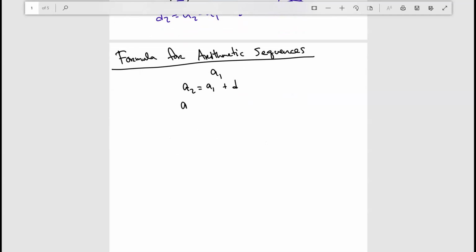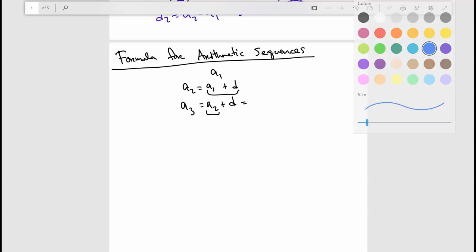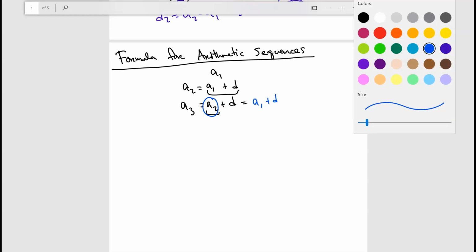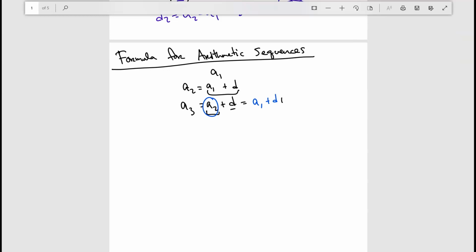How do I get the third term? Well, I'm going to take the second term and add D to it. But I already know what A2 is. A2 is just equal to A1 plus D. So I'm going to substitute that in there. So A2 is going to be A1 plus D, and then I just happen to have an extra D right here. So I'm going to have A1 plus 2D, because that's what D plus D is.